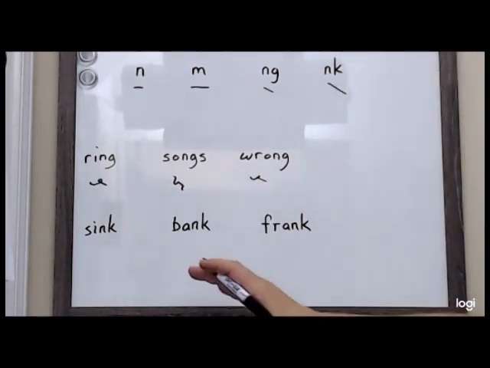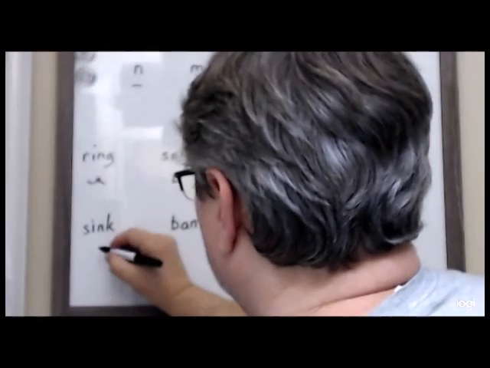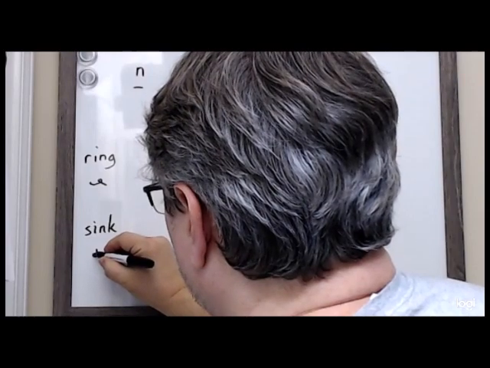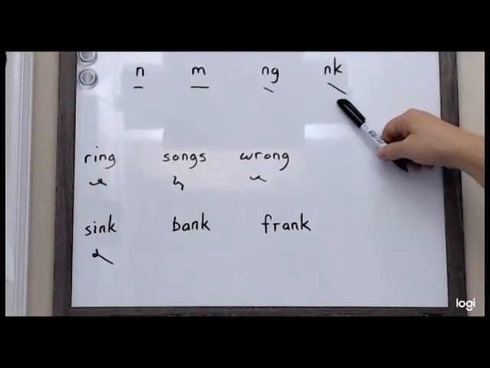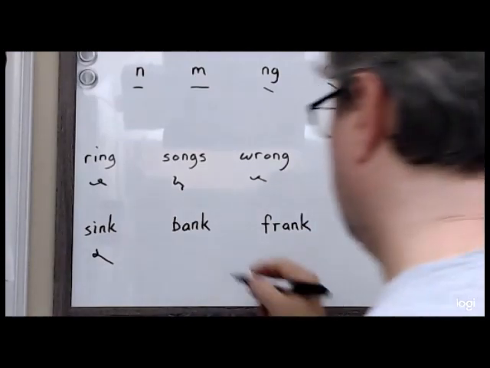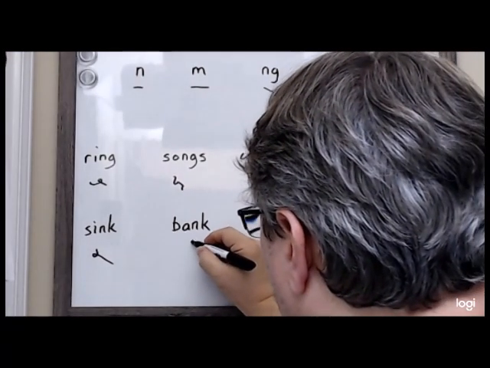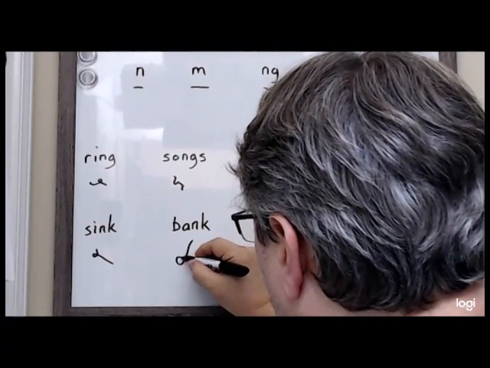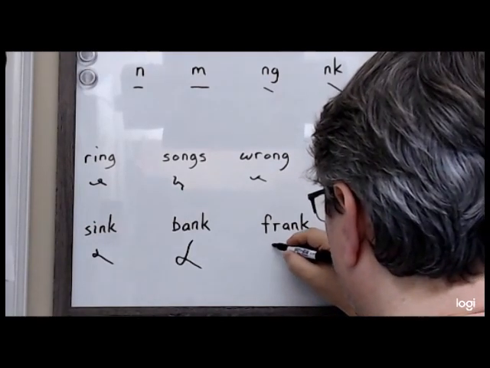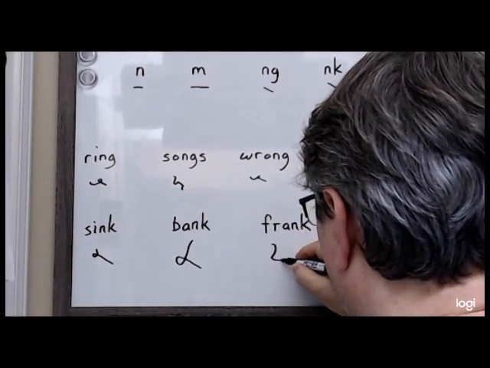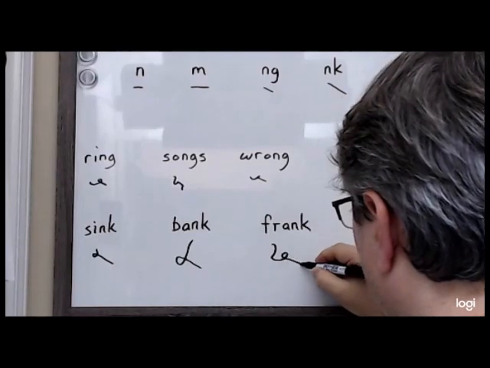And the word sink will be S-I-N-K. And again, here is the NK stroke. The word bank will be B-A-N-K. And then frank will be F-R-A-N-K.